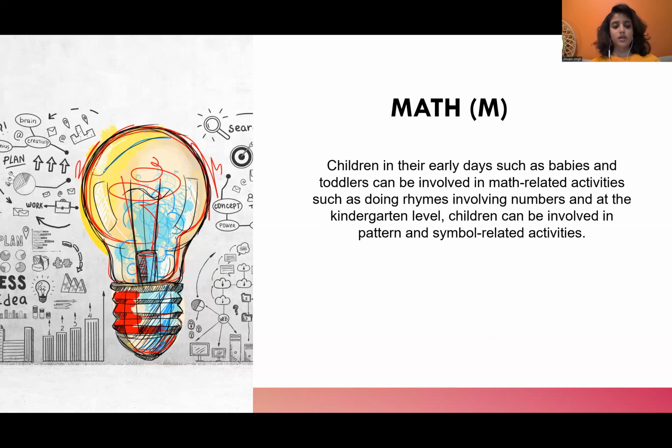Children from a very young age can recognize different patterns and symbols. They possess informal mathematical knowledge that needs to be formalized with support from community, educators, and family. For example, children in the early days, such as babies and toddlers, can be involved in math-related activities such as rhymes involving numbers, and at the kindergarten level, children can be involved in pattern and symbol related activities.